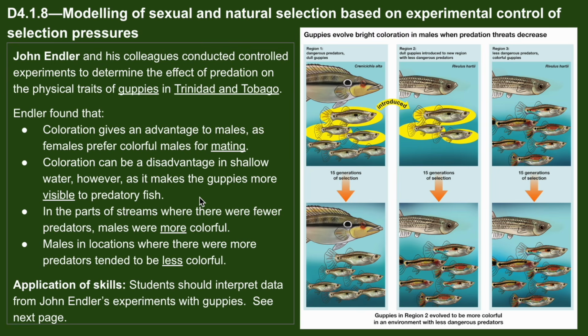And so he concluded that in the parts of the stream where there were fewer predators, the males were more colorful, right? It was less selected against. Males in locations where there were more predators tended to be less colorful. And as an application of skills, you're expected to interpret data from John Endler's experiments with guppies.